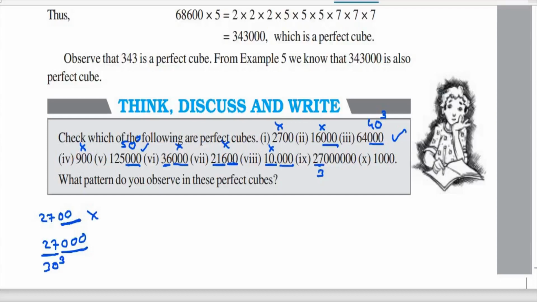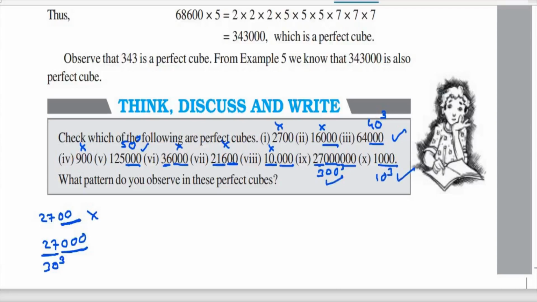Now look at the zeros, 3 zeros and 3 zeros, so I have 300 cube is this number, right? So this is a perfect cube. 1000, see, 3 zeros and 1 cube is 1, so this is 10 cube, so this is a perfect cube.